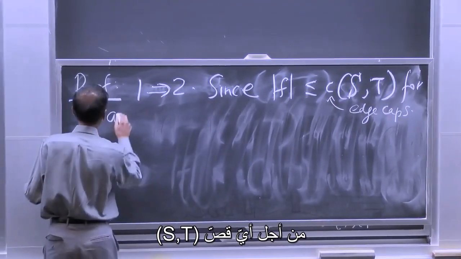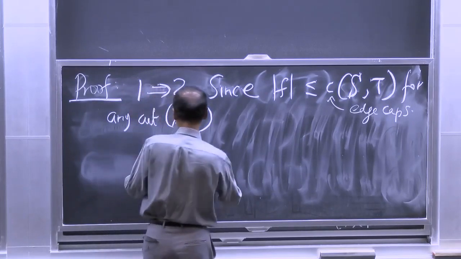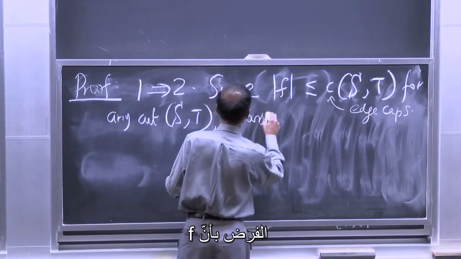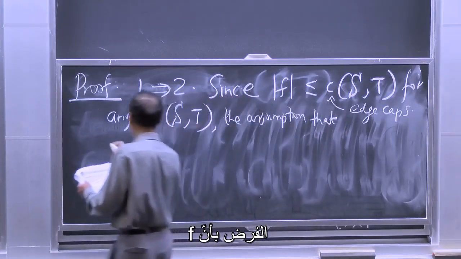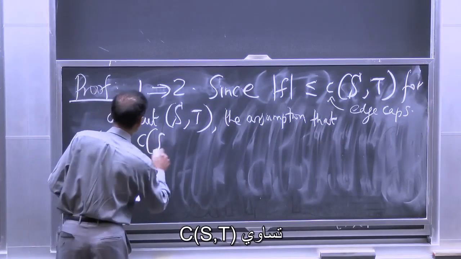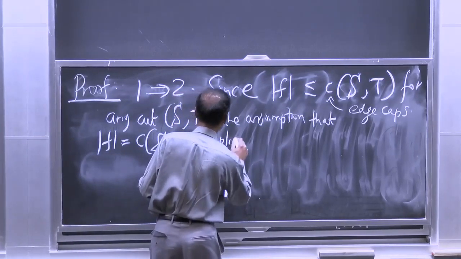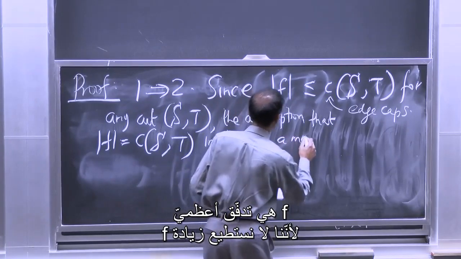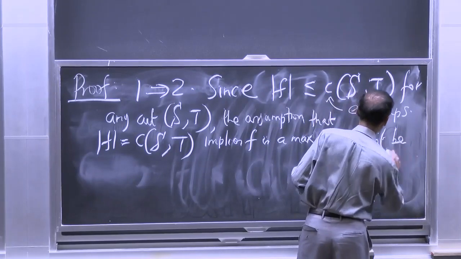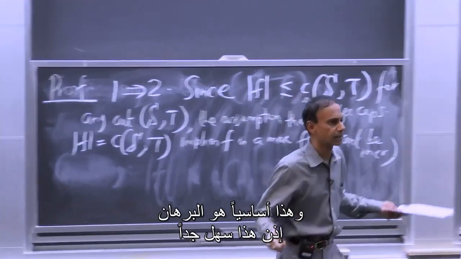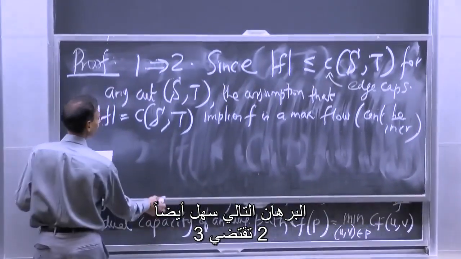For any cut (S,T), the assumption that F equals C(S,T) implies F is a maximum flow, because F cannot be increased. And that's basically it. So this is pretty easy. Next one is easy as well.